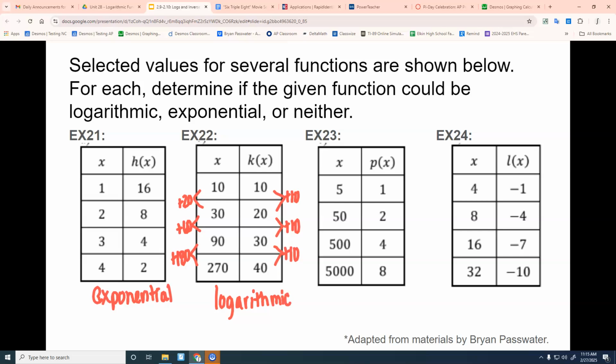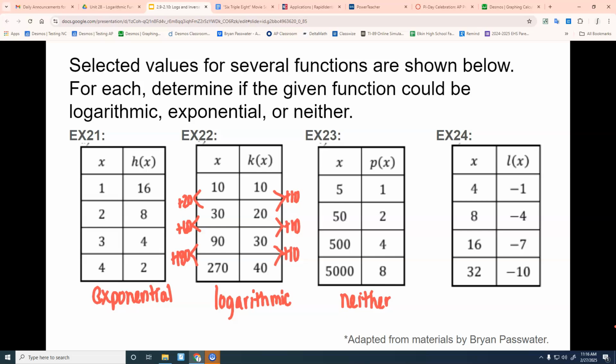Okay, what about 23? That one's neither. Why is it neither? Right, x and y values are being multiplied. I'm not sure exactly what that is, but it's not what we're looking for, exponential or logarithmic. I don't even know if it has a name or not. I'm not sure.